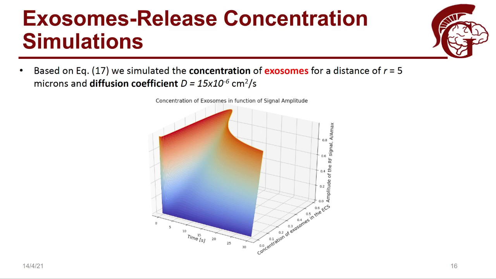So now, based on equation 17, we can simulate the concentration of exosomes. We perform the simulations for a distance of 5 microns and a diffusion coefficient of 15 times 10 to the minus 6. And as we can see in the graph, we have the concentration as a function of the amplitude signal. The more we increase the amplitude of the radio frequency signal, the higher the concentration of exosomes will be in the extracellular space, as we can see illustrated in this graph.